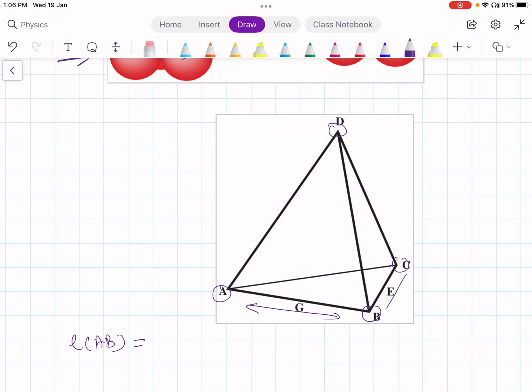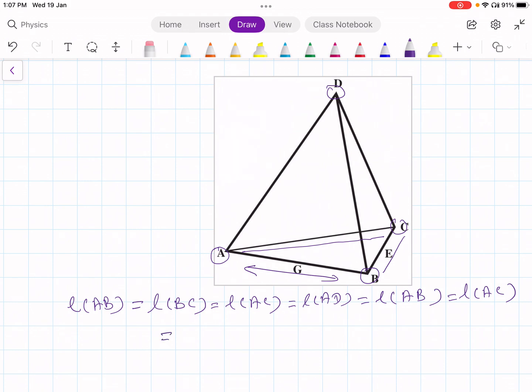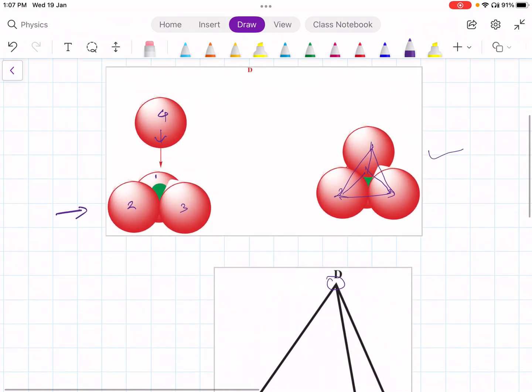Similarly, along the length BC, anions are in contact. Similarly, along the length AC, these anions are in contact. So all these lengths are equal because along that length anions are in contact with each other, and that is equal to twice the radius of the anion. Because here, as you see, they are in contact with each other. So this length from here to here is twice the radius of the anion.